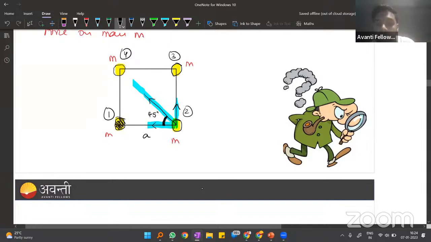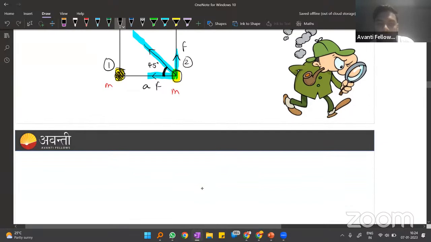Now, if this force is F, this will also be F. Let's calculate this F first. F will be G M1 M2 upon the distance squared. Mass 1 is M, mass 2 is also M, so M square upon the distance between these two masses, which is a square. So force on 2 due to 1 will be G M square by a square.